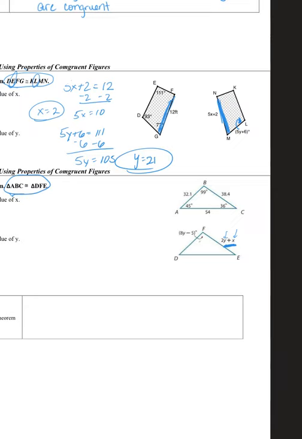y goes with angle F. So I look over here. Angle F is the middle letter. That is supposed to match up to B, the middle letter in the other name. So it has to be 99. So we're going to have 8y minus 5 equals 99. Add 5 to both sides. We get 8y equals 104. And then we're going to divide both sides by 8. So you're going to end up with y equals 13.